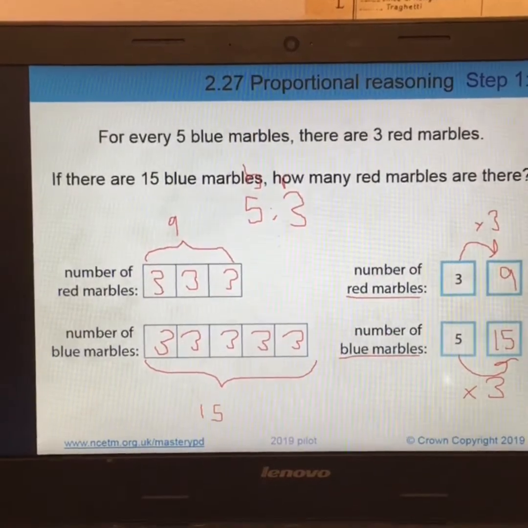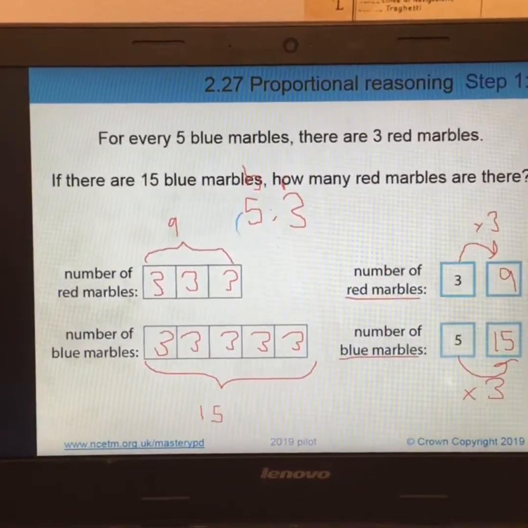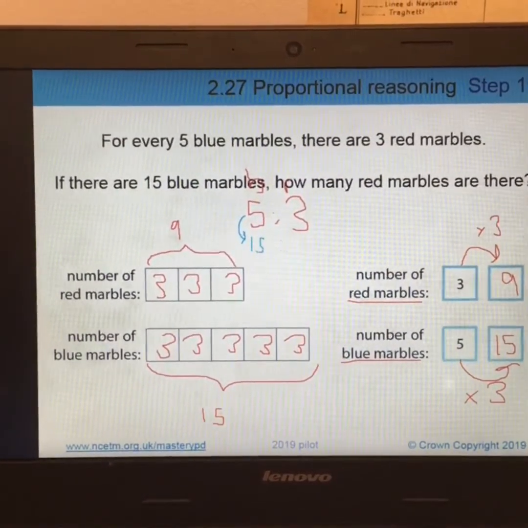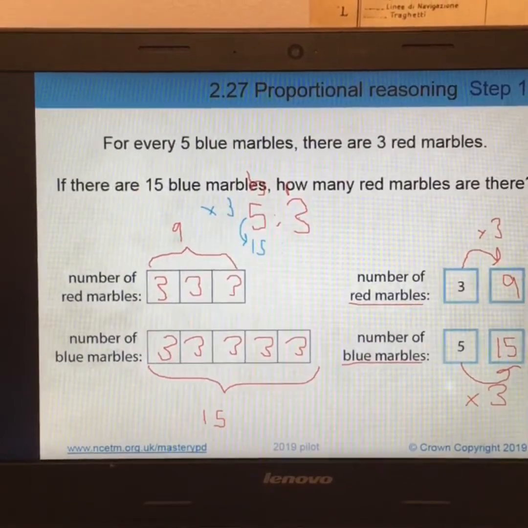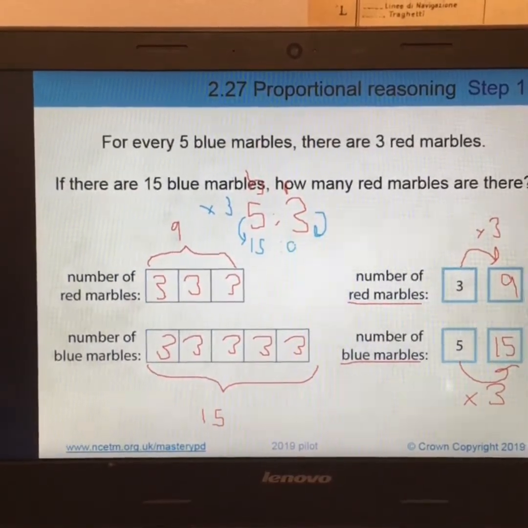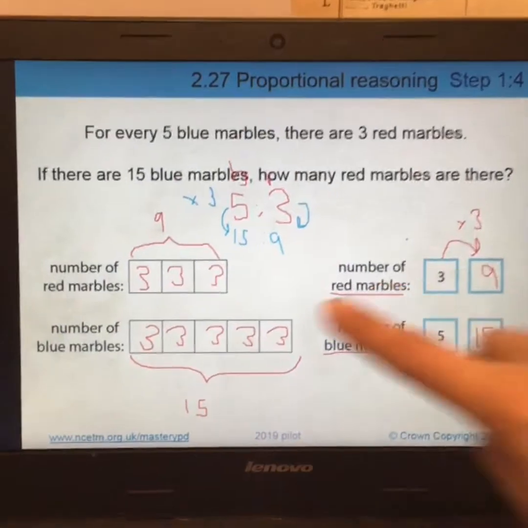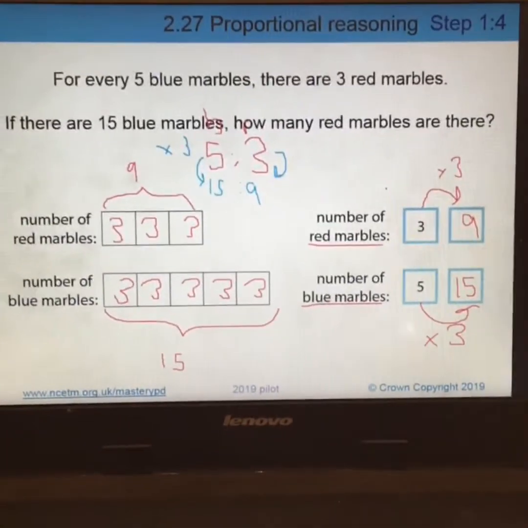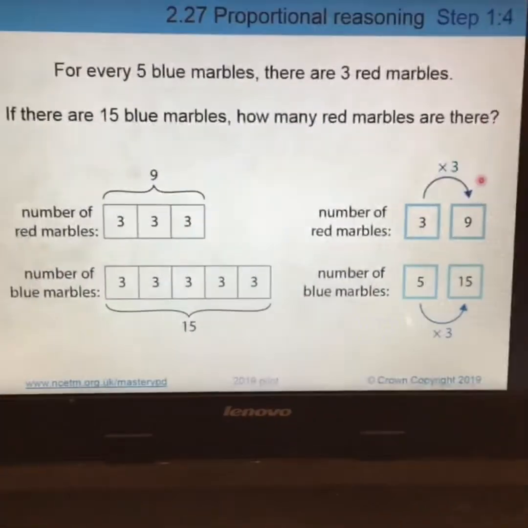If you wanted to do it vertically, it would look like this. You would have gone from 5 to 15. You'd have timesed it by 3. 3 times 3 is 9. So you could have represented it any of these 3 ways. Well done if you got that right.